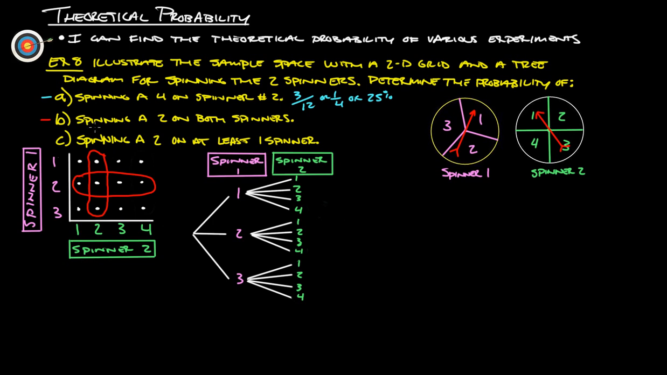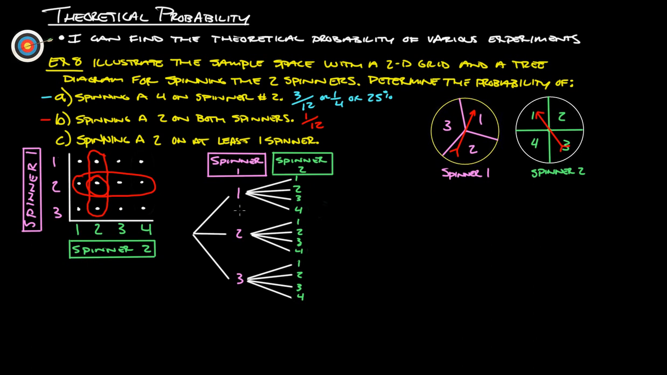Okay, now it's spinning a 2 on both spinners, so it has to be where they intersect, so it's where they both hit. So it's just this one spot right here. Okay, so that's going to be 1 out of the total 12 possible outcomes.